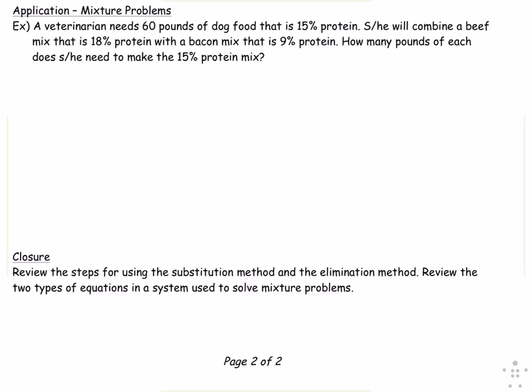A vet needs 60 pounds of dog food that is 15% protein. He will combine a beef mix. Okay, that's the first time I heard a specific item, so I'm going to just label that X. As I read it, I give it an X, and I'm marking X clearly by writing that on the problem, and then I proceed, that is 18% protein. With a bacon mix, okay, there's another variable, so I'm going to label that Y. If you wanted to say the beef mix was F, and then bacon was B, you could do those things and flavor your variables in the context of the problem. Bacon mix is 9% protein.